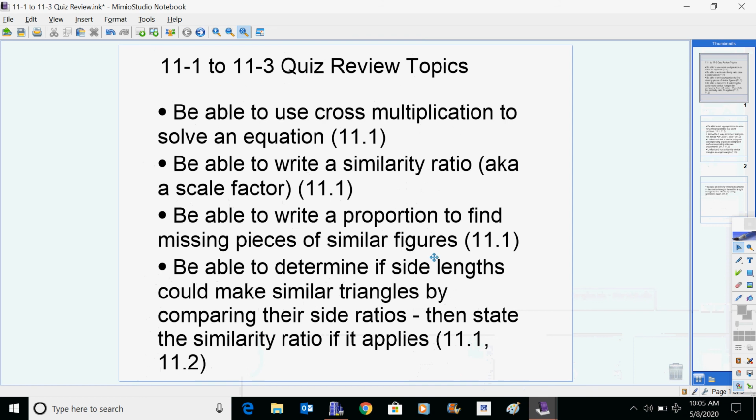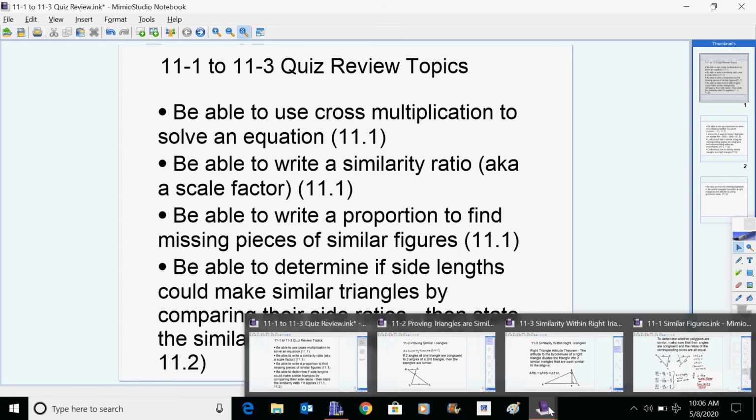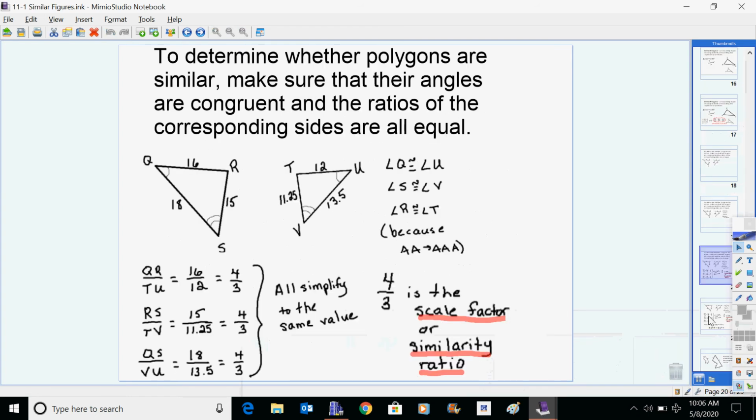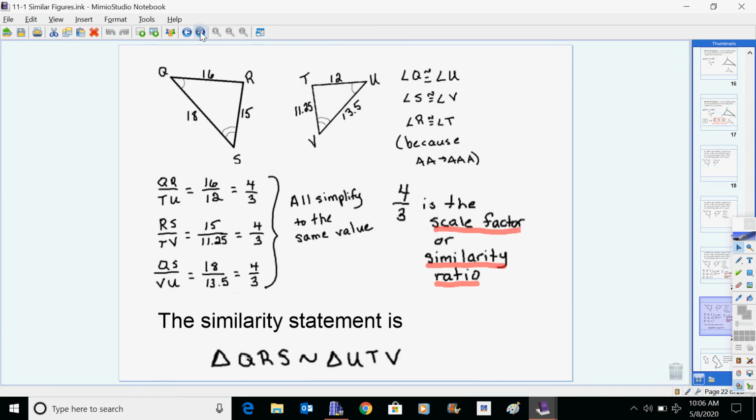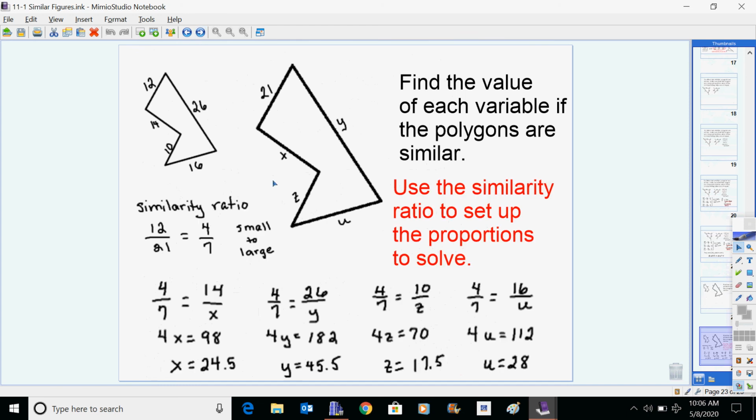Also in section 1, once you had the similarity ratio, you would be able to write a proportion to find missing pieces of similar figures. In other words, you'll be using cross multiplication again once you write the ratio to solve. That comes through in quite a few different places in the different sections as well.